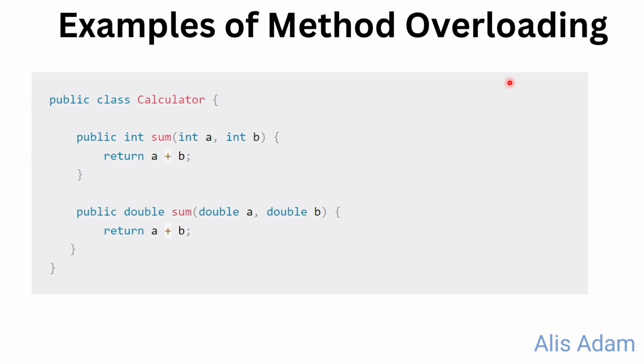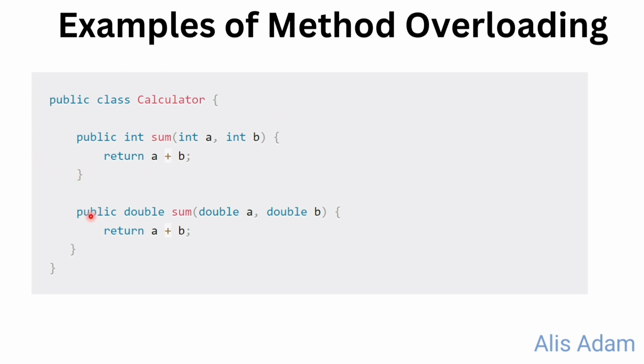In this case I am using a method overloading example. First of all, the Calculator is a public class, and I am using a sum method with int a and int b as parameters. The return type of the method is int, so return a plus b. The return type must be int. So this is one block.